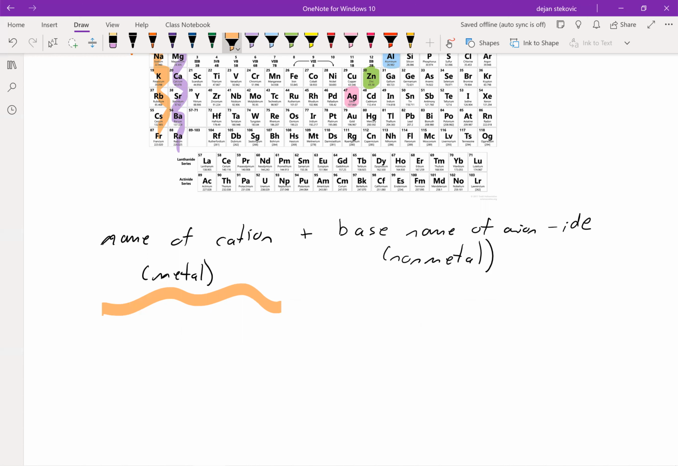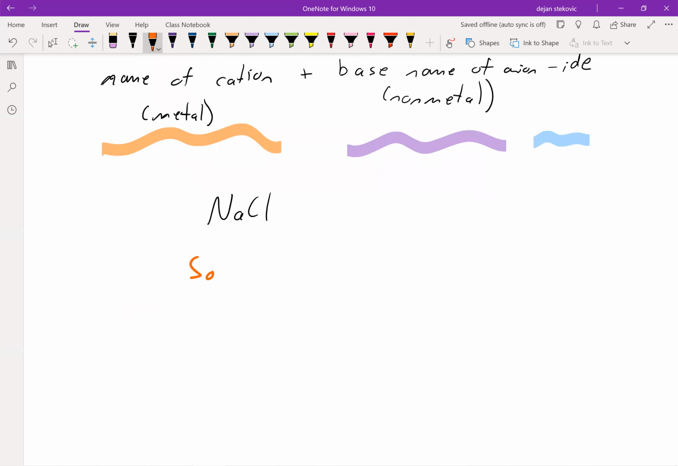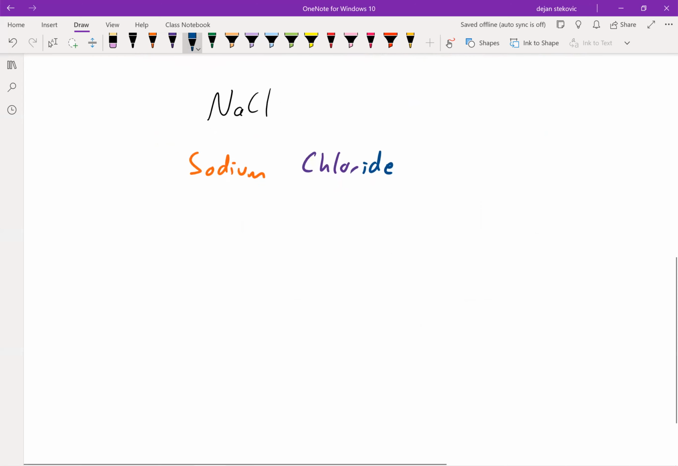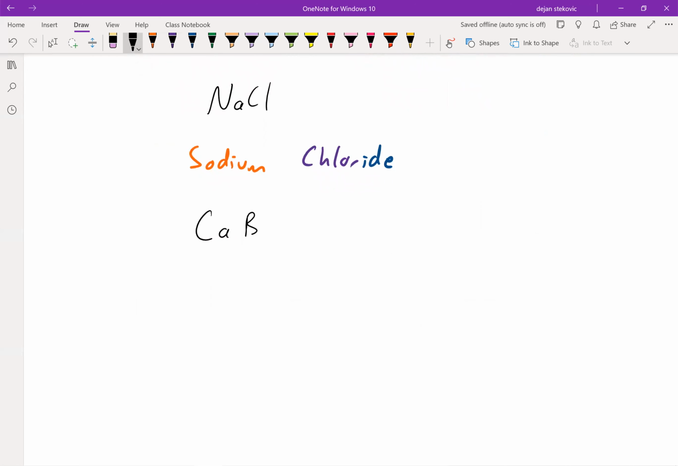So for example, NaCl would be sodium because that's the name of the metal. And then for the nonmetal, we would go chlor, and then we would change the ending to "ide," sodium chloride. Another example, the metal here is calcium, so we just write calcium. And then the nonmetal is bromine, so we go bromide. Notice that we don't say that we have two bromines. That's just implied because everybody knows calcium has a +2 charge. Everybody knows that bromine has a -1 charge. So it's obviously going to be CaBr2.